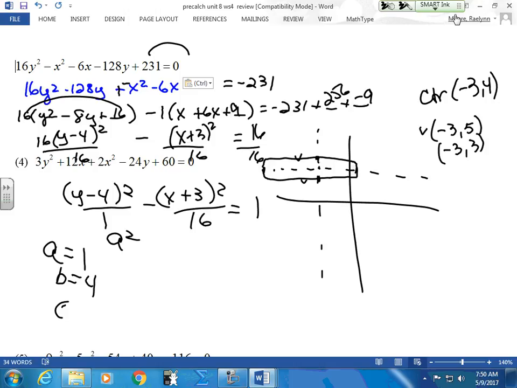Now, send your asymptotes through here. Kind of wide. And then make your hyperbola.